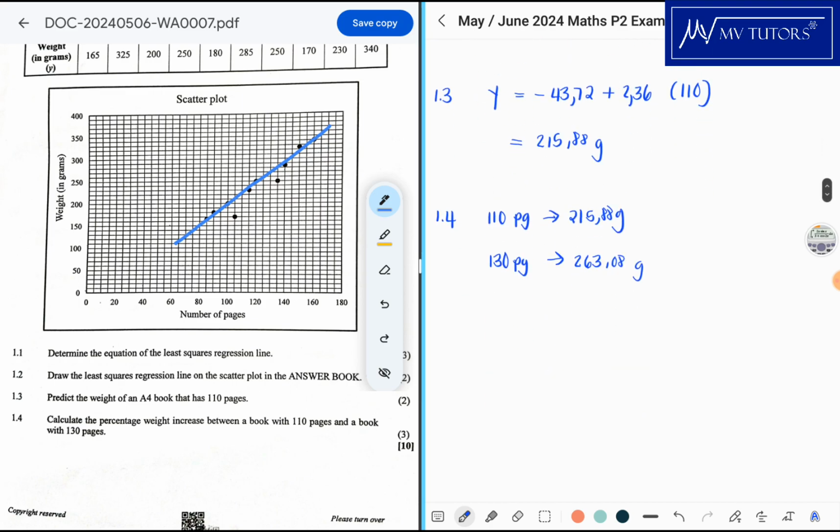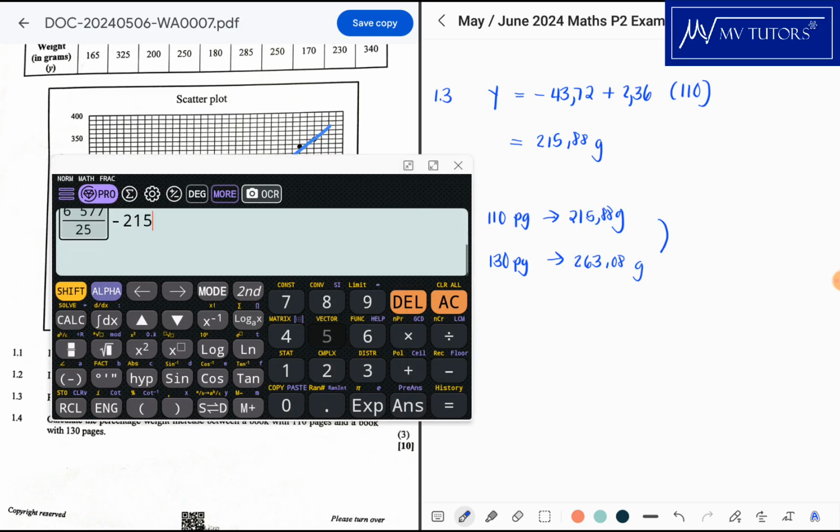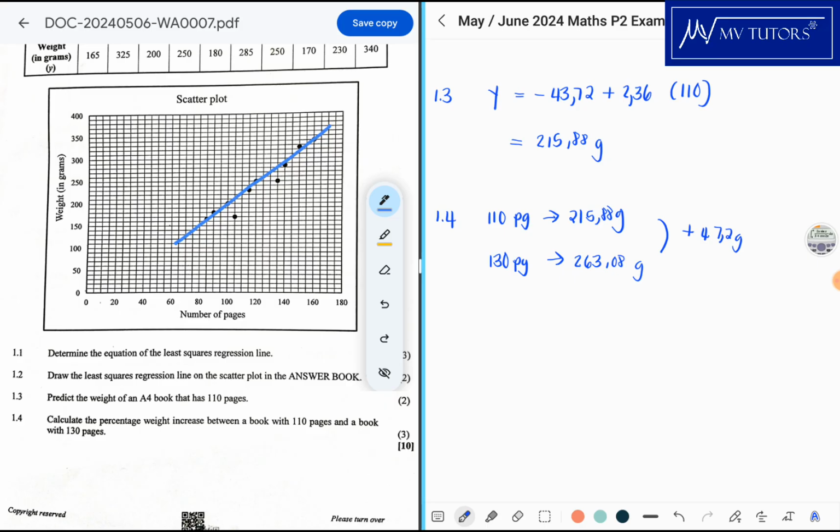So how do we get the percentage increase? Well, basically, we will then take the weight, because there's an increase that happened here from 215 to 263. How much was that? Basically you're gonna take 263 minus 215,88. There was a 47,2 grams increase. And now we need to work out the percentage increase. So we're gonna have to take from the original. All right, so if I were to write the formula, let me just say percentage weight increase.